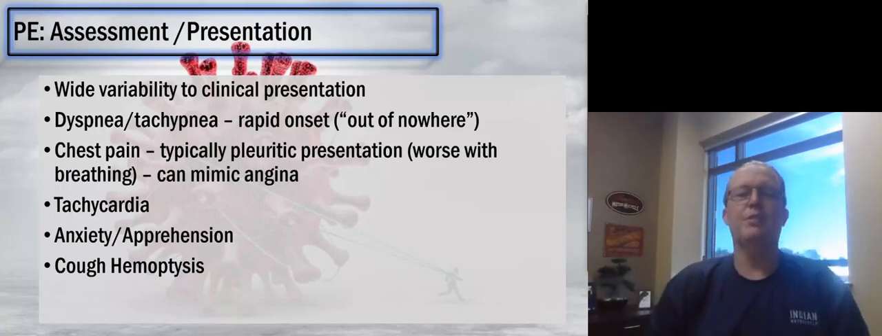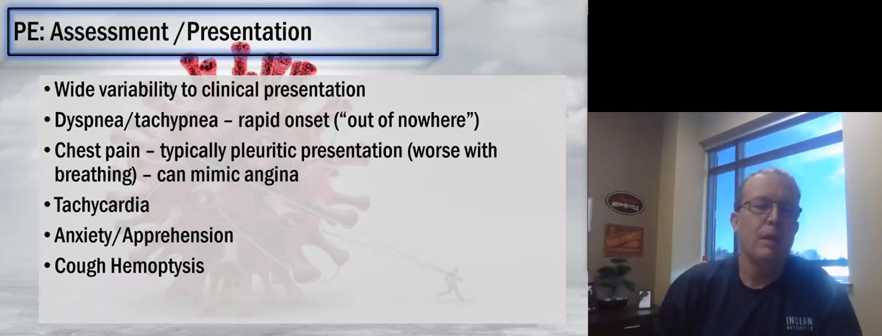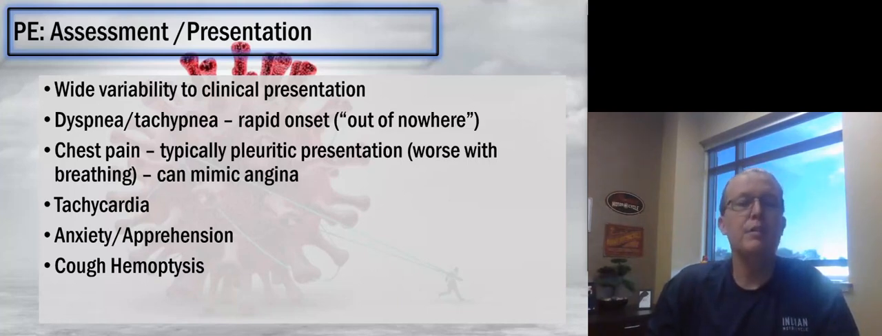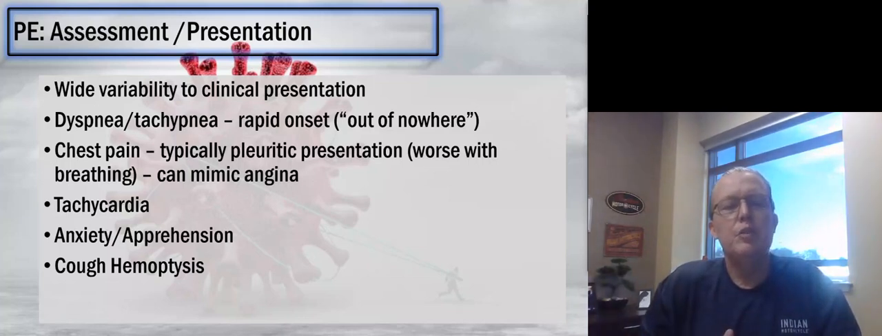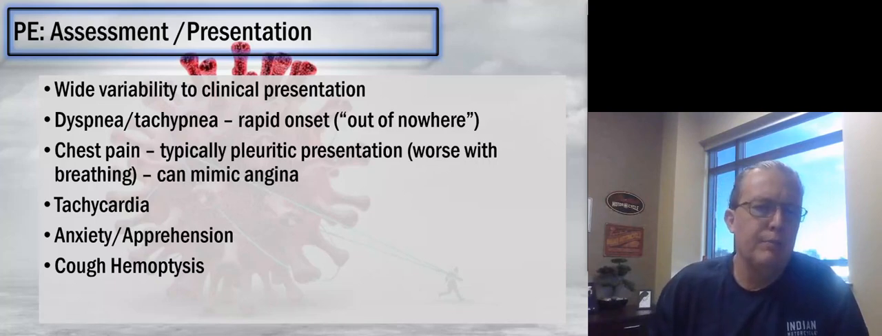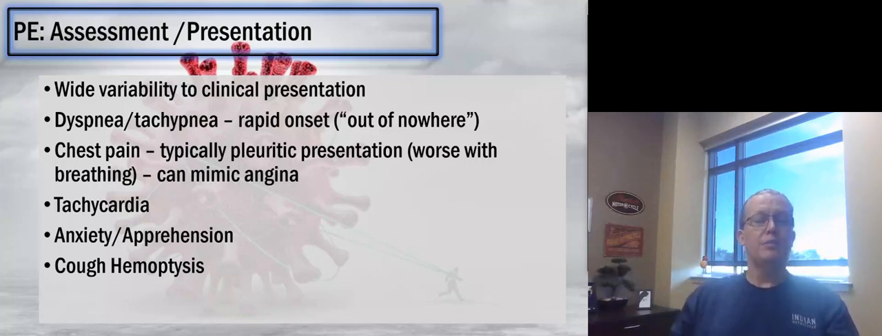Some people will say, it's like I'm exercising, but I'm not. I'm sitting still. And it just comes out of nowhere. It's very abrupt, commonly, in onset. The chest pain, as I mentioned, if they have this, it can mimic angina. It can also have a pleuritic component. This is part of what makes the pulmonary embolism patient challenging to identify immediately, because we have to differentiate from angina and other sources of chest pain.